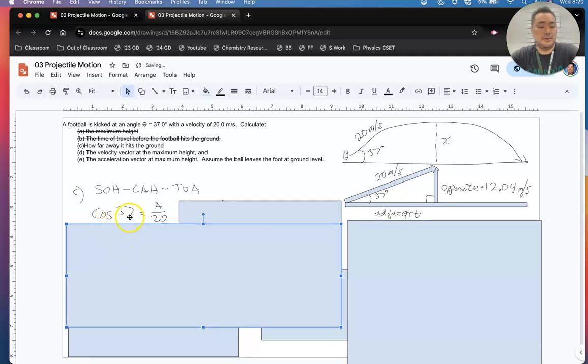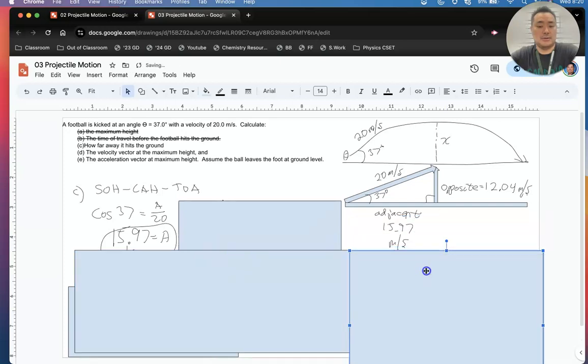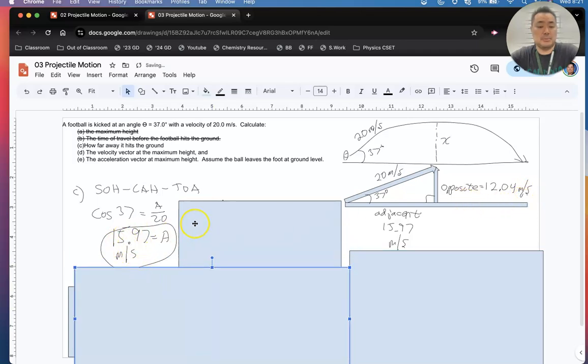And when you find cosine 37 and you multiply both sides by 20, your answer is going to be 15.97 meters per second. So that is our adjacent. Our adjacent is 15.97 meters per second. That's the force it takes to travel across this trajectory. Now we need to solve for the distance it takes for the football to reach the end of the trajectory, because this force can be plugged into an equation.